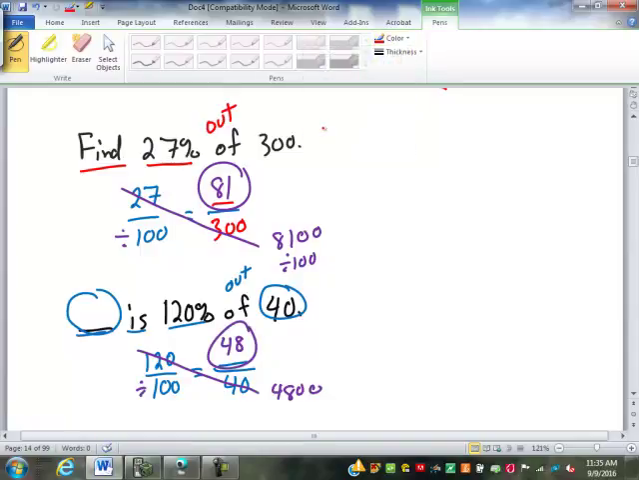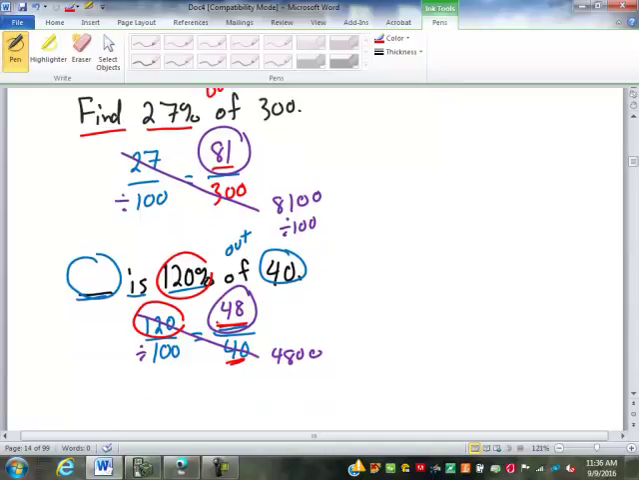Now, if we're using benchmarks here, does it make sense that this result is bigger than the 40? Yes. Can they tell me why? It's 120%. Being bigger than 100, our portion or the piece that we're looking at is going to be bigger than the whole amount, bigger than the starting amount.